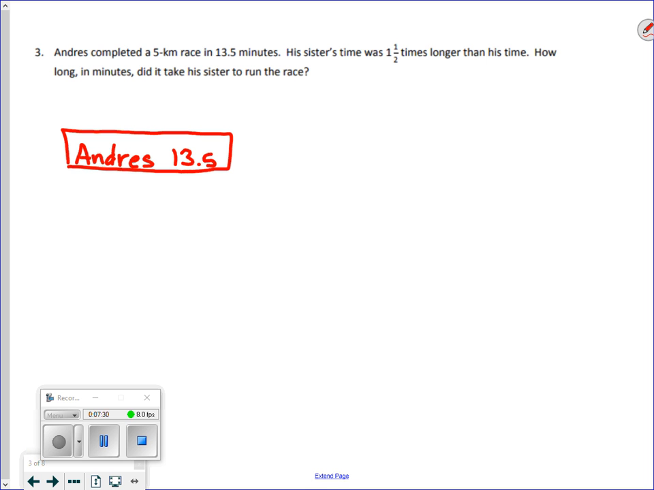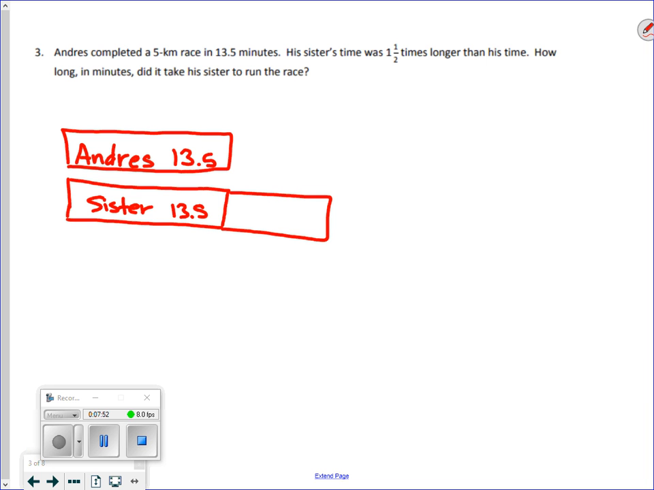His sister's time was 1.5 times longer, which means if I did a bar for his sister, it would be the exact same length. Sister. So that would be 13 and a half plus a half a bar more.